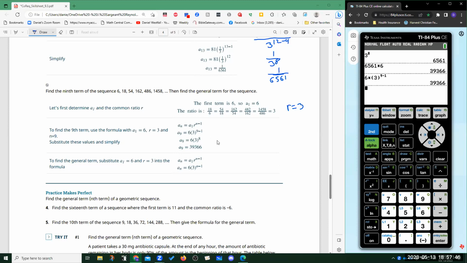To find our general or nth term, we're going to substitute in the constants that we know and leave the variables. So our nth term, a_n, is going to be equal to 6 for a_1 times 3 for r raised to the n minus 1 power. So there you go.